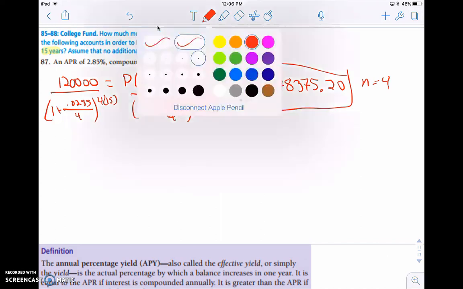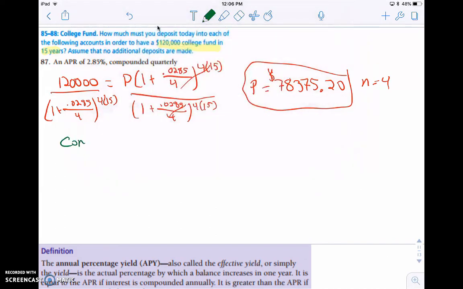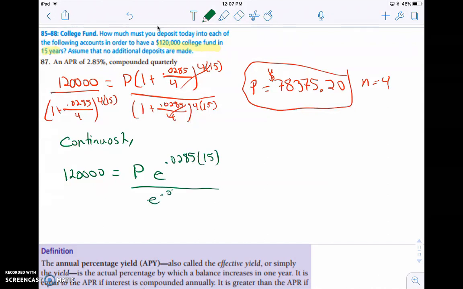Now what happens when we switch over and we go continuously? So continuously, we want $120,000, so the amount equals the principal times e, Euler's number, again, approximately 2.71, raised to the 0.0285 times 15 power. Now again, remember e is just a number, 2.71, and it's an irrational number, so the decimal never ends, never repeats, but that's what e is. You can type it in your calculator. So we're going to divide both sides by e to the 0.0285 times 15 power.